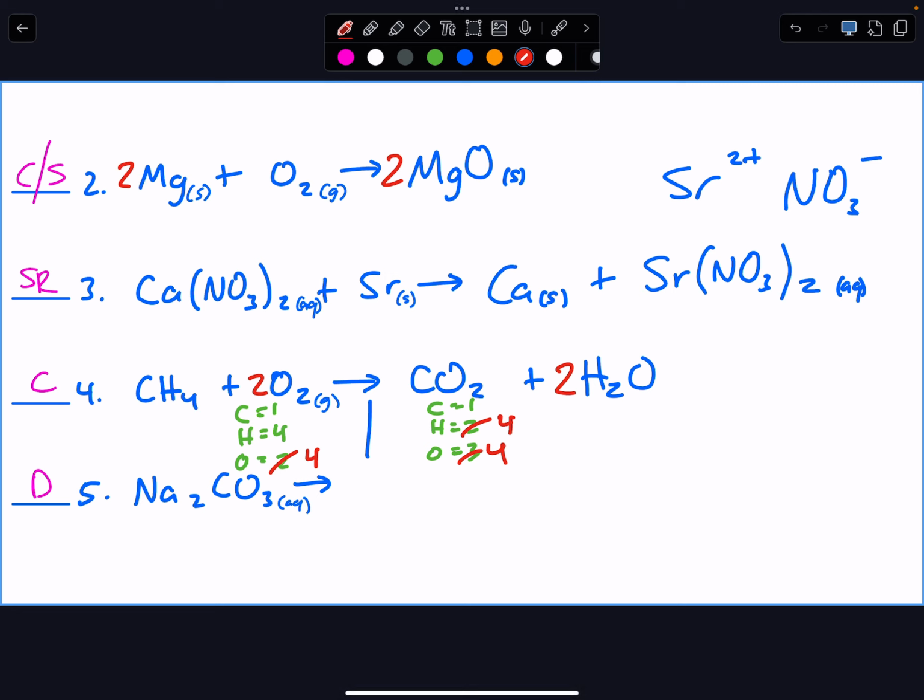We're missing states of matter here. State of matter of carbon dioxide. What is this?